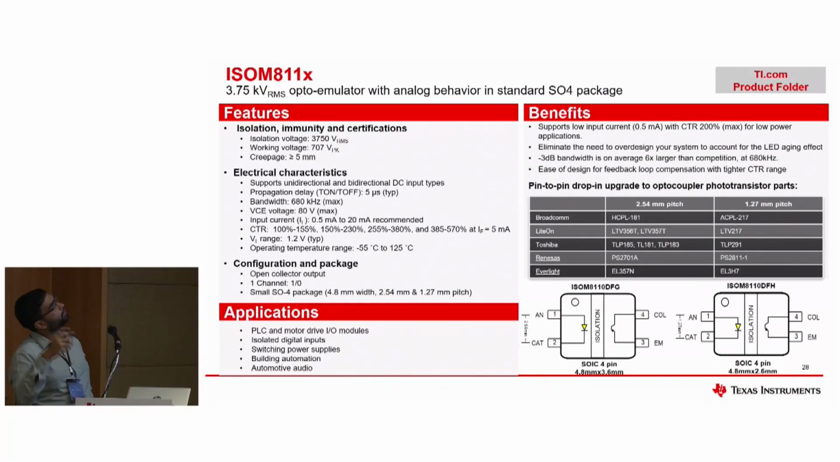Now coming to the 8.1 series, ISOM 8.1. This is the analog feedback, analog behavior optoemulator. So the isolation ratings remain same between the 8.7 and 8.1 because the package is same. Only one pin gets added on the secondary side, so that is not a problem. The creepage offered here is 5 mm.